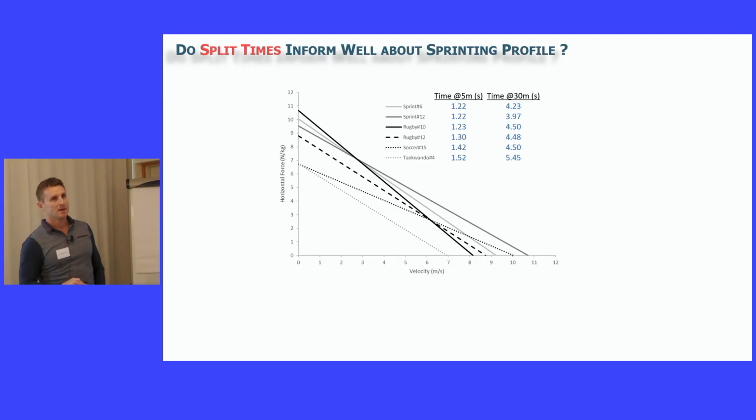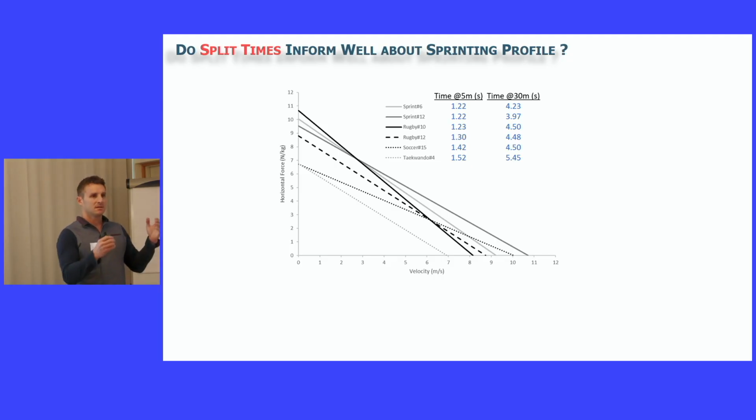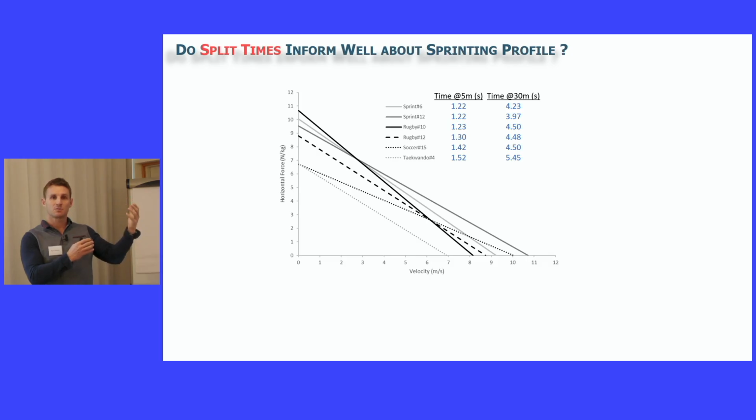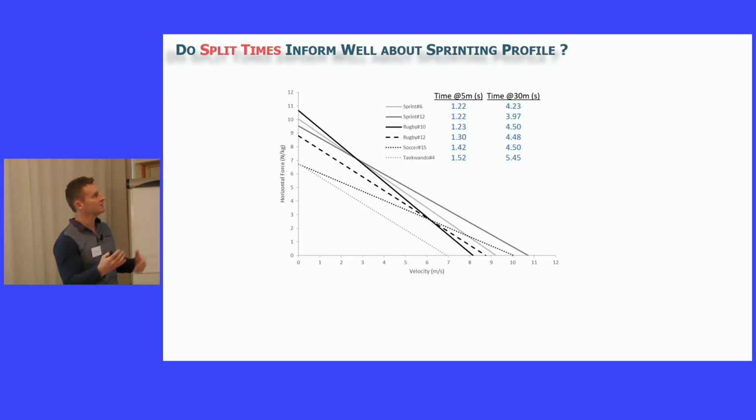Sometimes we were asked, okay, it's interesting to differentiate athletes with the force velocity profile from the force production capacities, but we can do the same with split time. If we measure the split time at 5 meters or at 30 meters, we can have the same information. And this is right, but it's not so exact and not every time the same.